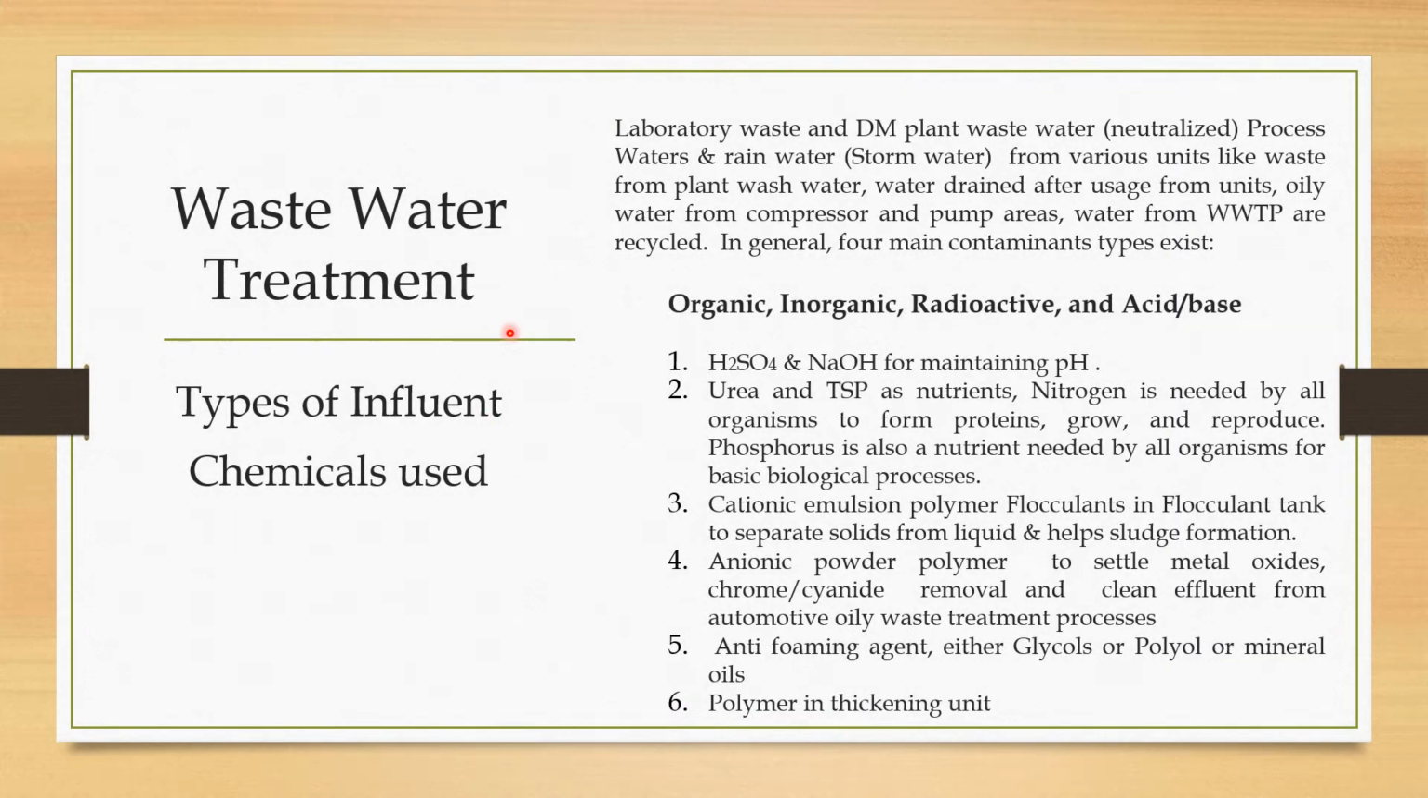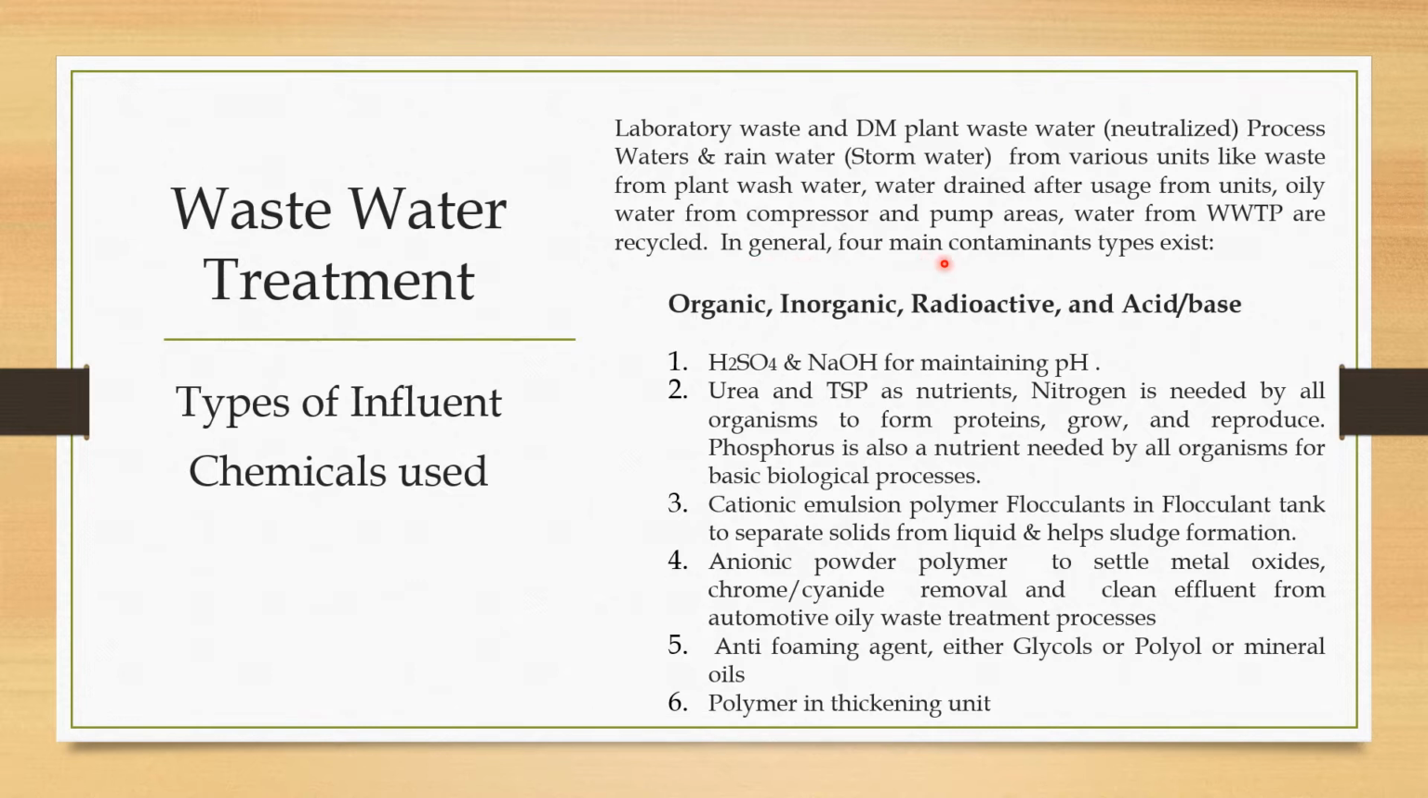In this episode, we will see about the process wastewater treatment, types of influent and chemical use. We can see laboratory waste and dam water plant wastewater after neutralizing, and the process waters, rainwater collected in the stormwater drain from various process wastewater from various units like wastewater plant, wash water, water drain after usage from process units, oily water from the compressor and pump area, and other water is coming from wastewater treatment plant itself after recycling.